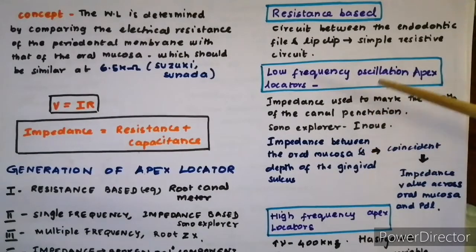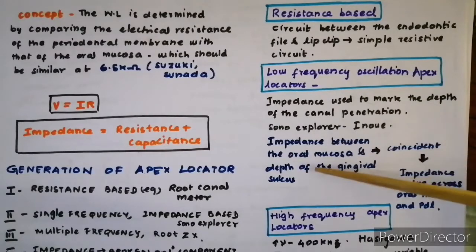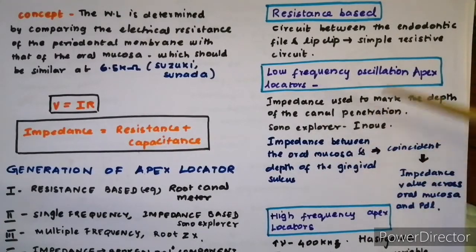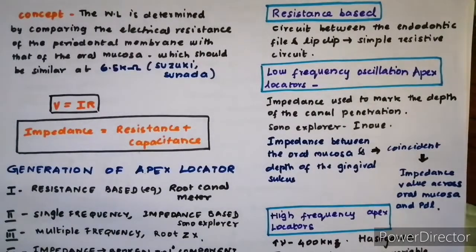The concept here is that the impedance between the oral mucosa and the depth of the gingival sulcus is coincident with the impedance value across the oral mucosa and the periodontal ligament. One of the disadvantages here is that the device has to be calibrated at the periodontal sulcus before each use. The depth at which the probe could be placed into the gingival sulcus is also questionable.